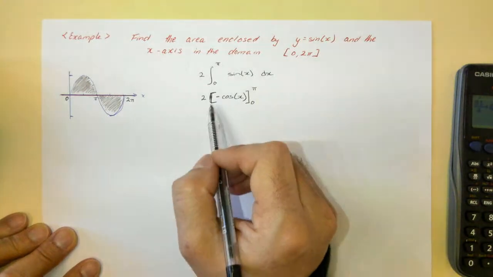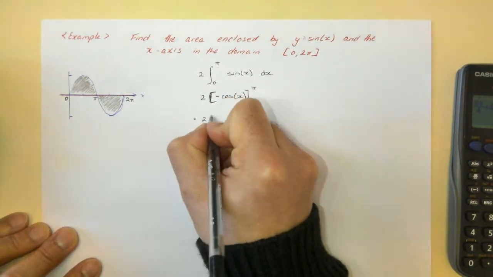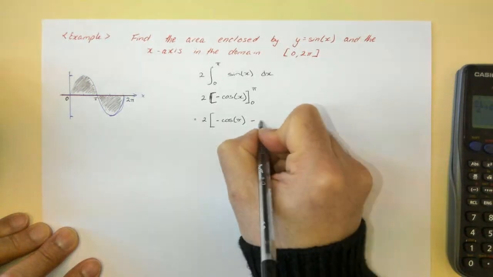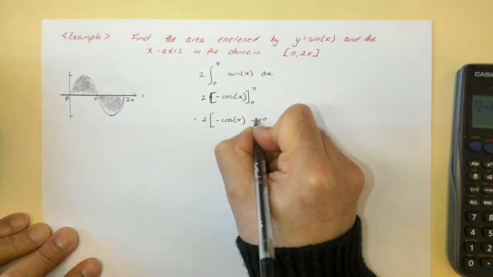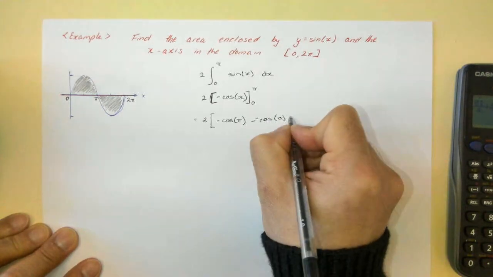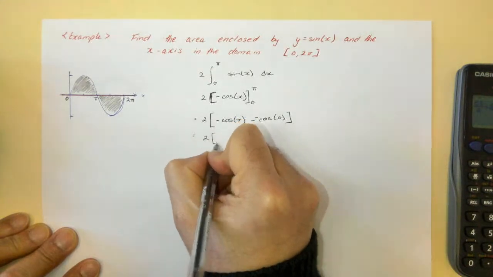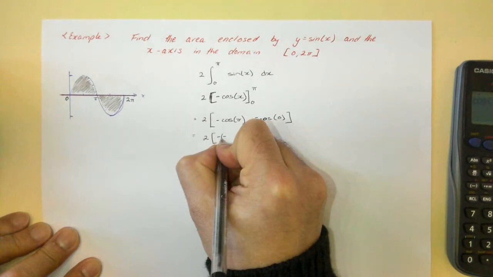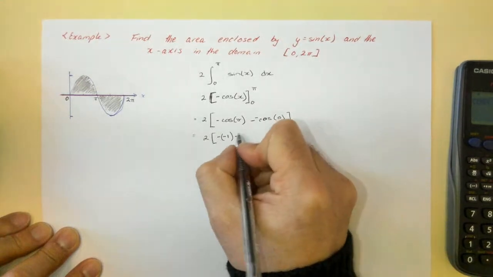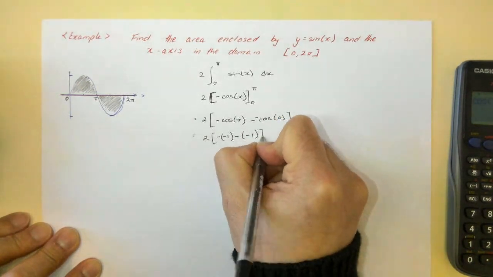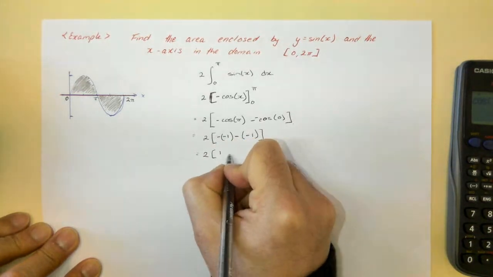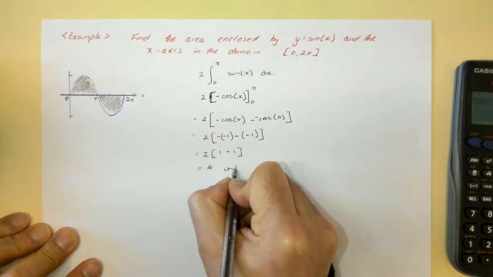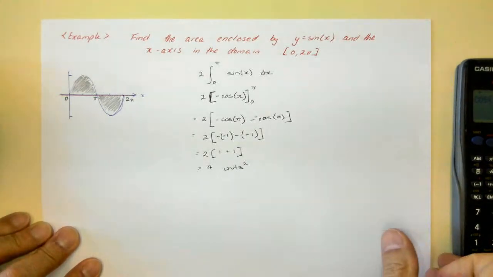So negative cos of pi minus negative cos of 0. So cos of 180 should be -1, so that's 1, and cos of 0 is 1, so that's -1. So we get 1 plus 1, which is 2. 2 times 2 is 4 squared units. And that's the solution.